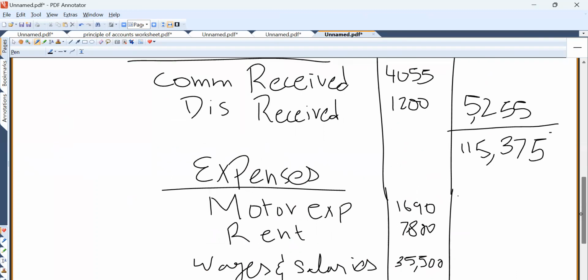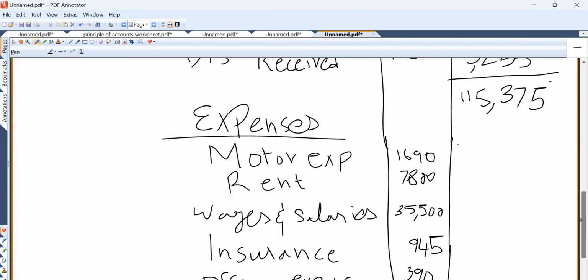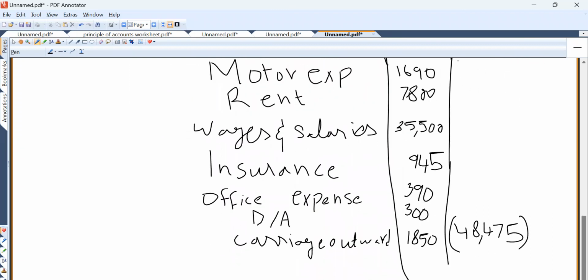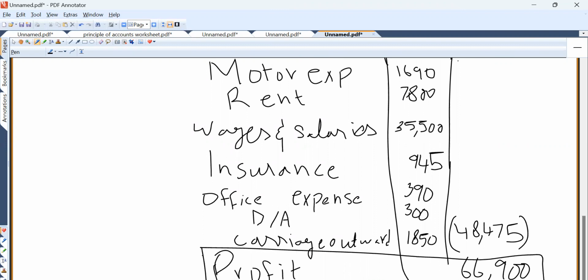We will subtract the expenses from the gross profit, that is 115,375 minus 48,475. So we'll get profit as 66,900. Okay, that's how we prepare income statement. Does this make sense? We will keep our class till here. You have to solve the next question. Question number 3.